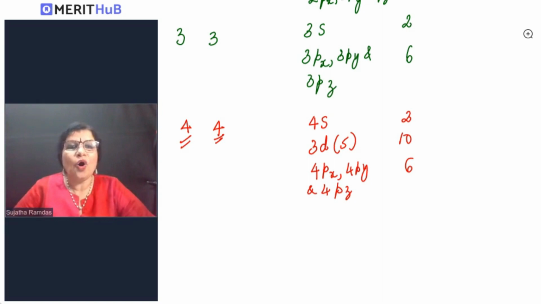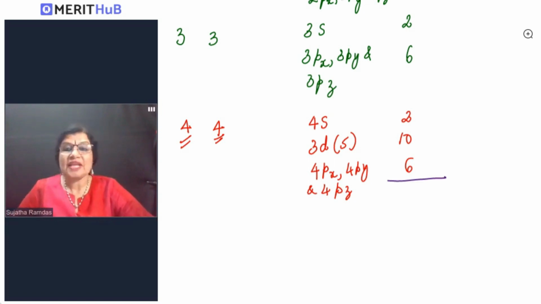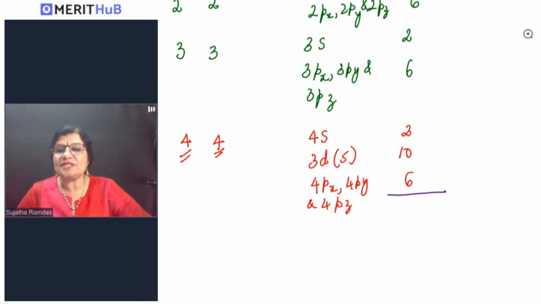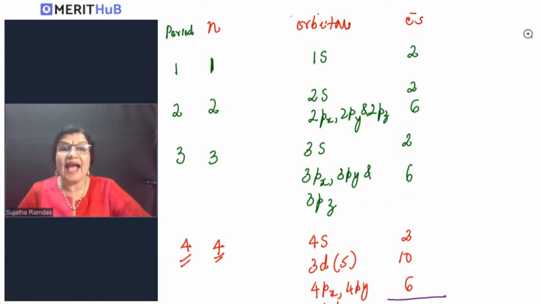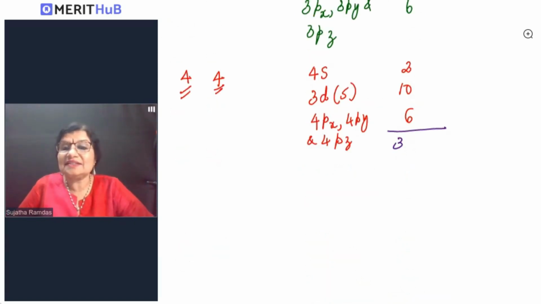Now let's add all these electrons. If you add all these electrons, you have 4 plus 6, 10, plus 2, 12, plus 6, 18, plus 2, 20, 30, and you have the final answer, 36. So this is the correct answer.